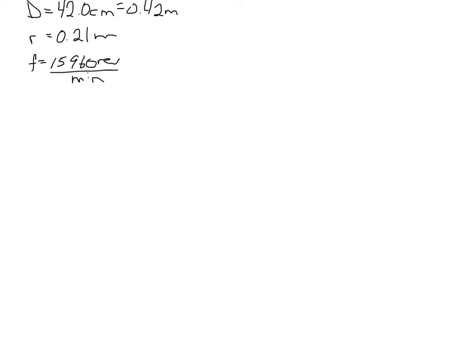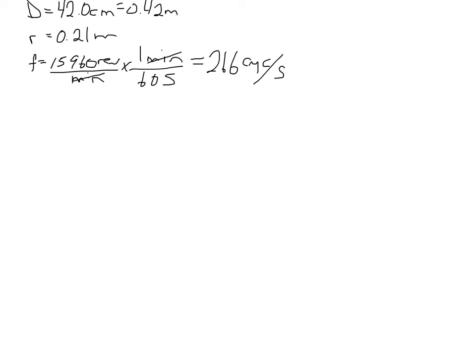We also know that we have a frequency of 15,960 RPM, and the reason I've written it this way is what we want to do before we can put it into a formula is change it to hertz. We know that we have 1 minute in 60 seconds, and we cancel out the minutes, so we're doing 15,960 divided by our 60 seconds, and we're going to get 266 cycles per second as our frequency.